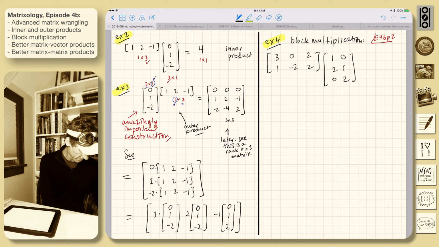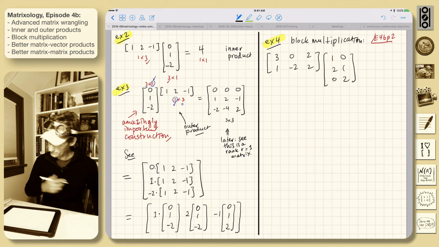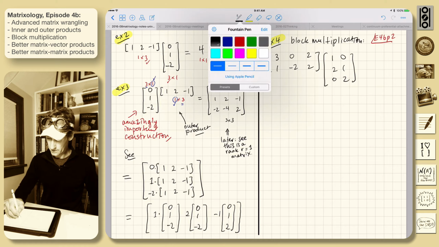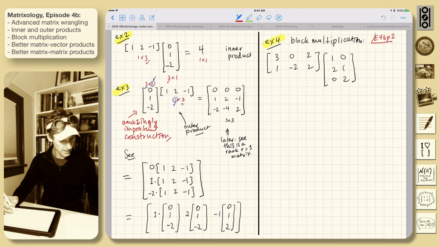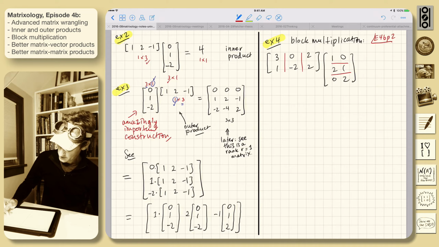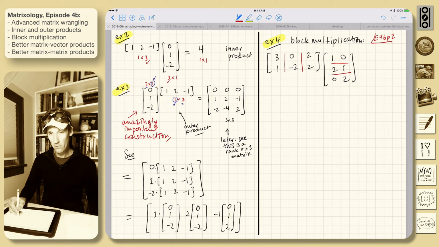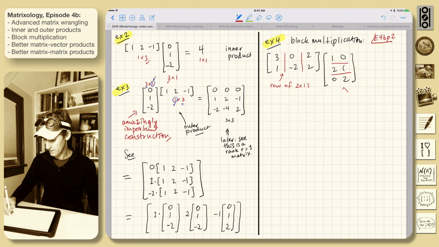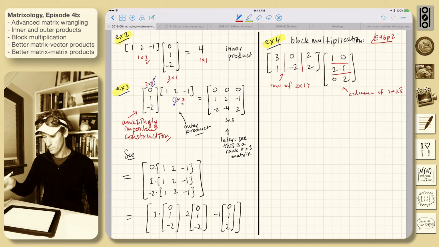All right, so the idea will be, okay, let me, so we could do this in different ways. So one example is to say, let's block it like this. Now this is a row, now we've got a row of 2 by 1s, right? And this is a column of 1 by 2s, right? One row, 2 entries. That's it.